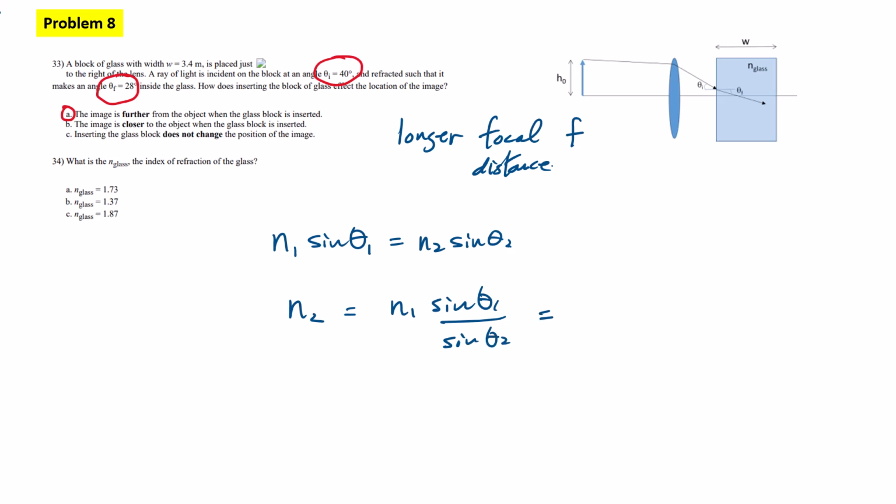Our values here: N1 is just the value in air, so that's just 1. What do we have? Sine of 40 degrees, and here we're going to have sine of 28 degrees. Put those numbers in your calculator. You should get that the index of glass is approximately 1.37. So B is the correct answer for this one. All right, let's go to the next problem now.